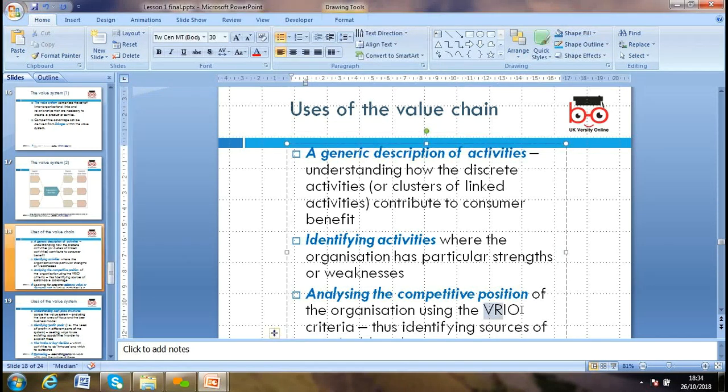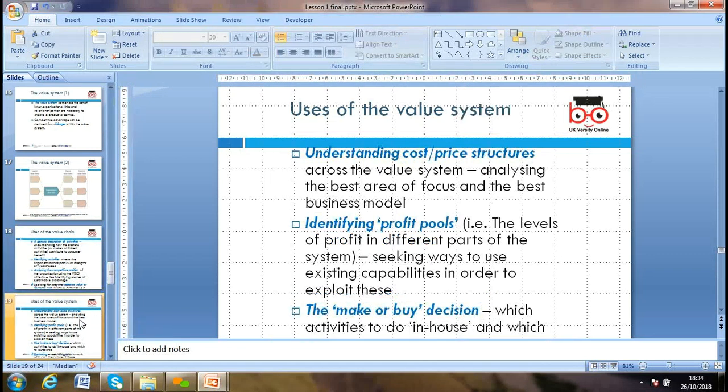One other model is called the VRIO model, which is based on the same value chain as well. It is not a part of the syllabus, but we're looking at the use of the value system to understand the cost and price structure. Value system analysis shows the best area of focus, the best business model. Do we know Dell computers? Dell used to assemble, in its manufacturing, in the States, but it moved to India, assembling in India and delivering all over the world. And they use a direct business model.